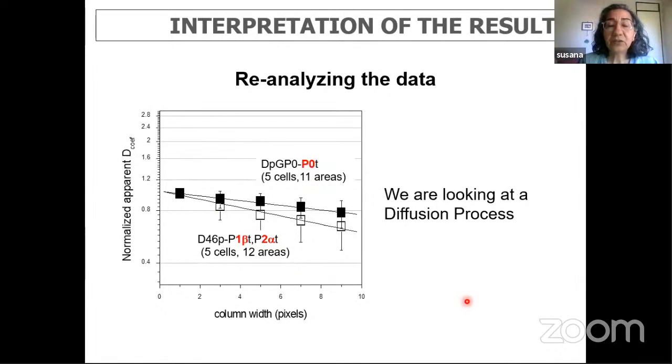For the P0 label, we did 5 cells and 11 areas, and we do see a nice decrease. And this one is double label, 1 beta and 2 alpha. We also saw a nice decrease. So we are looking at the diffusion process. And clearly, it's not blinking, it's not free protein, it's not polysome, they're just the ribosomes flowing inside the cells, diffusing.